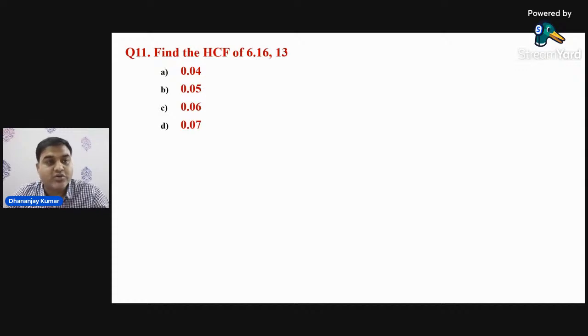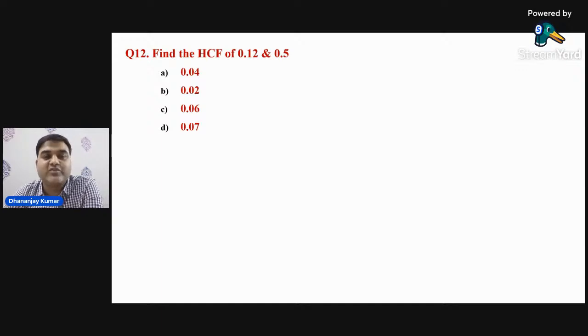This is for your own work. Next, go to the next question: HCF of 0.12 and 0.5. Write down this question also and do this sum on your own. We will go to the next sum because you have understood how to find the LCM of fractions or decimal numbers. Similarly, you can find the HCF of decimal numbers.